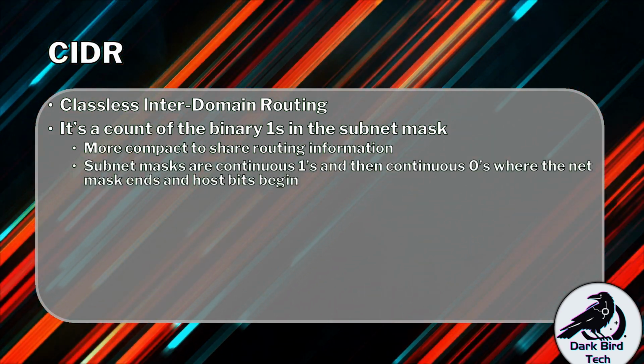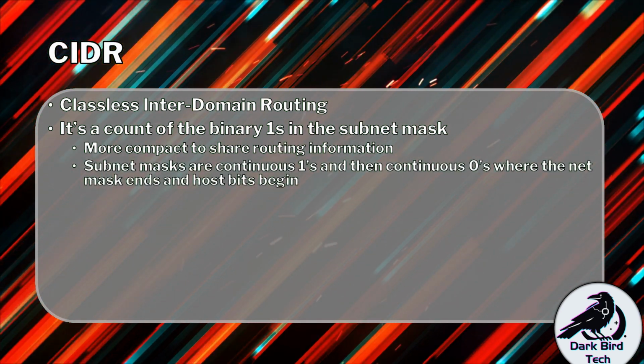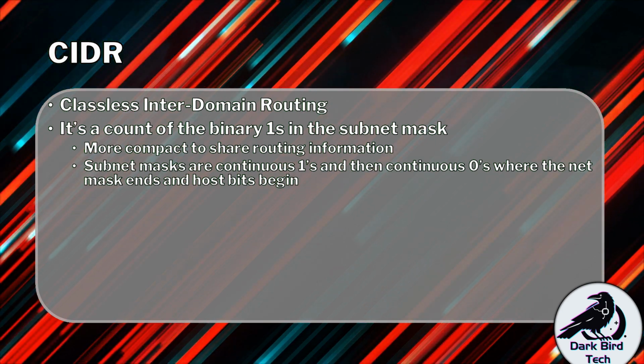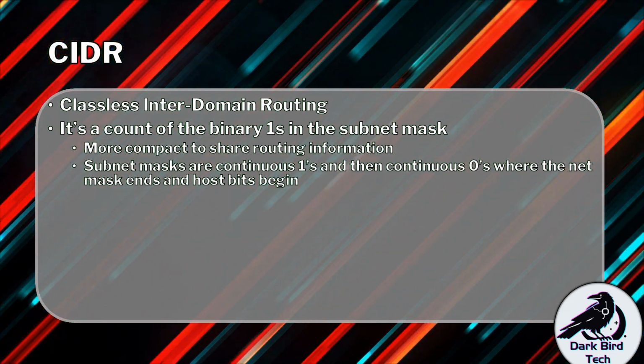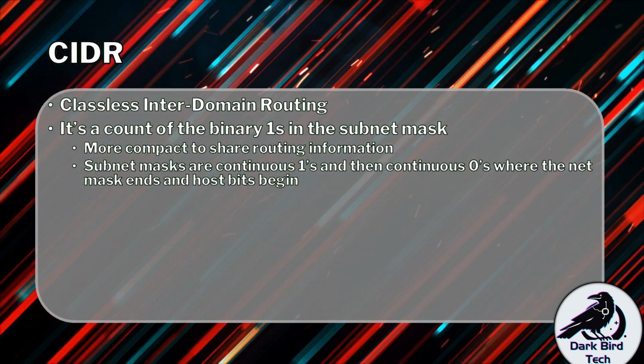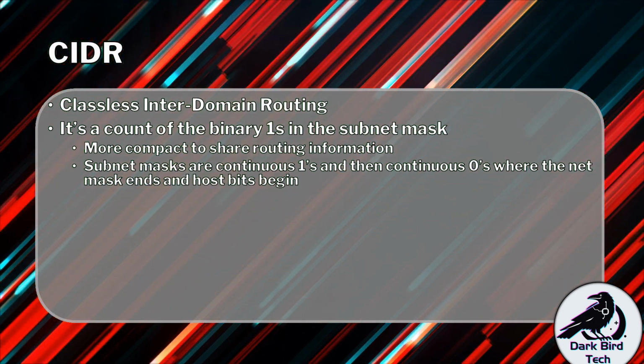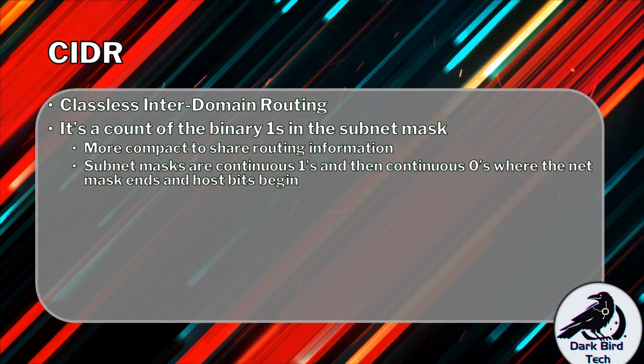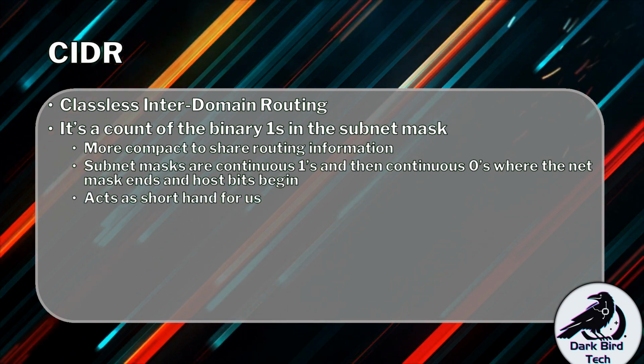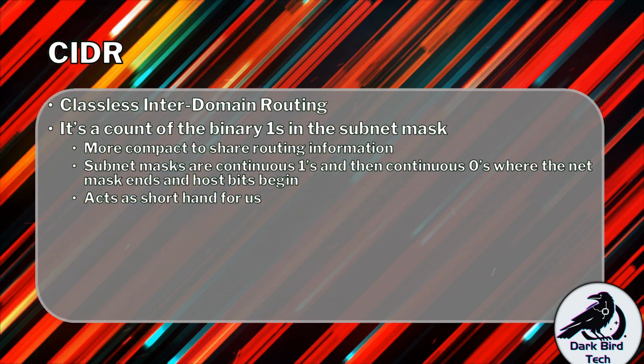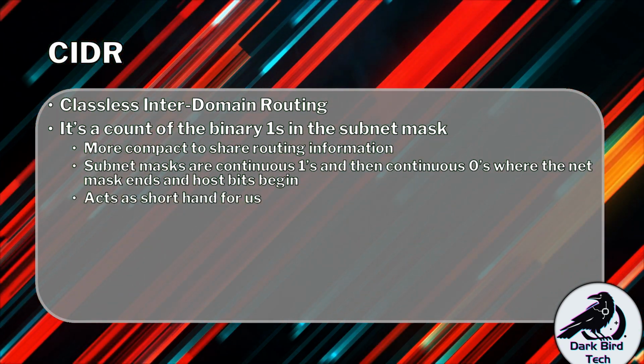Now, subnet masks are always going to be written as continuous ones, and then they become continuous zeros where the mask ends and the host bits begin. So it's quite easy to actually write. And once you get used to CIDR notation, it becomes a bit of shorthand for us. So let's play around with some examples.